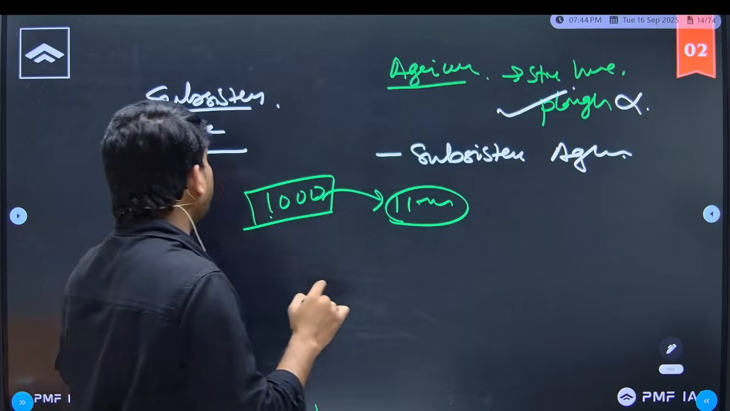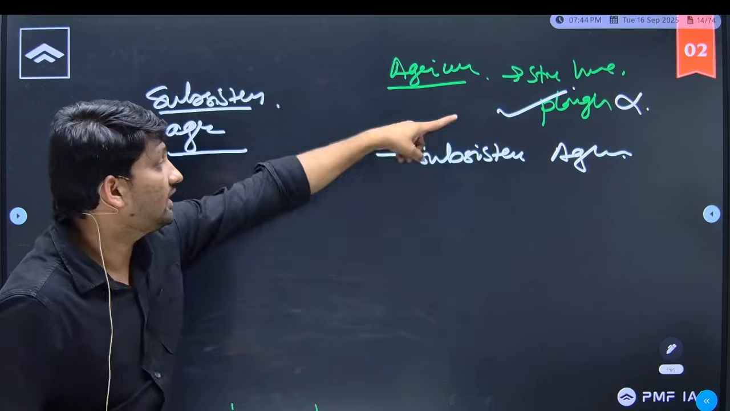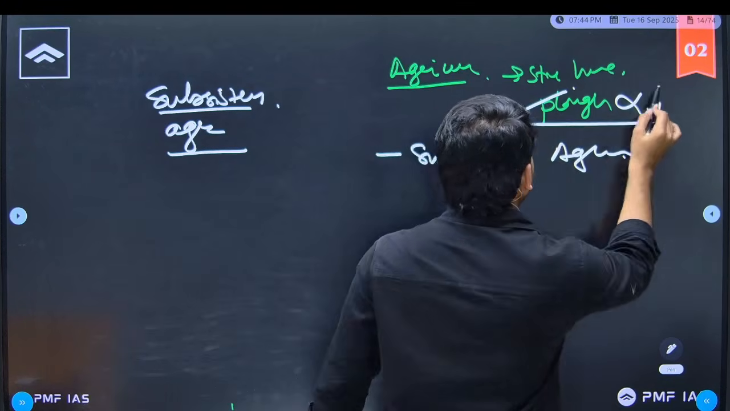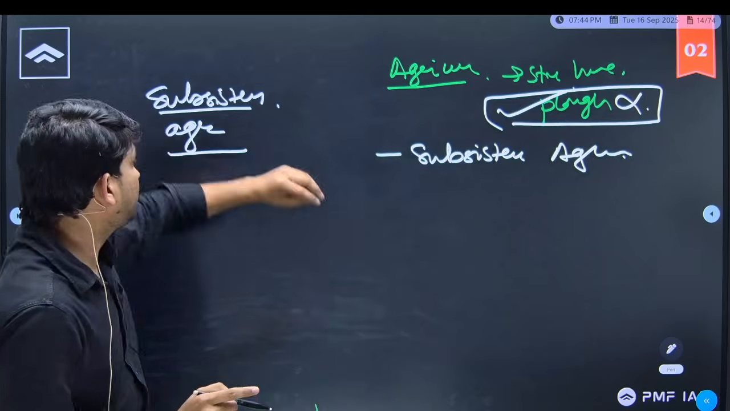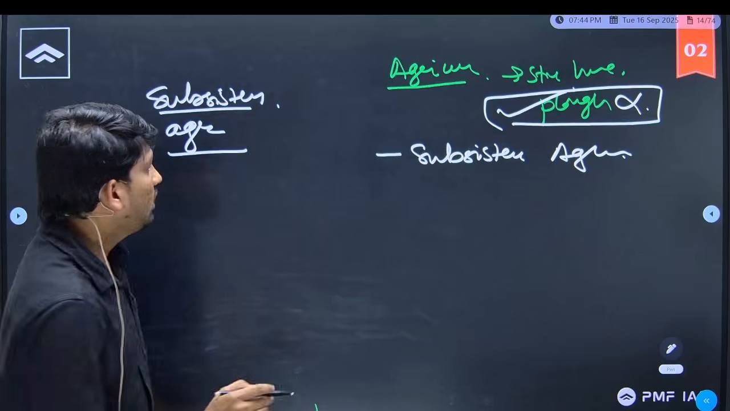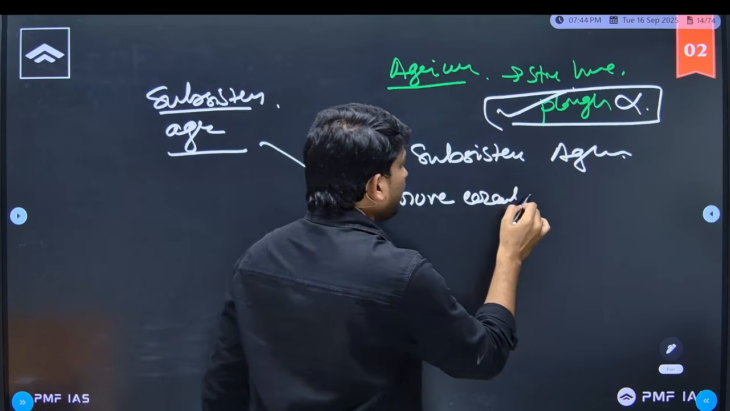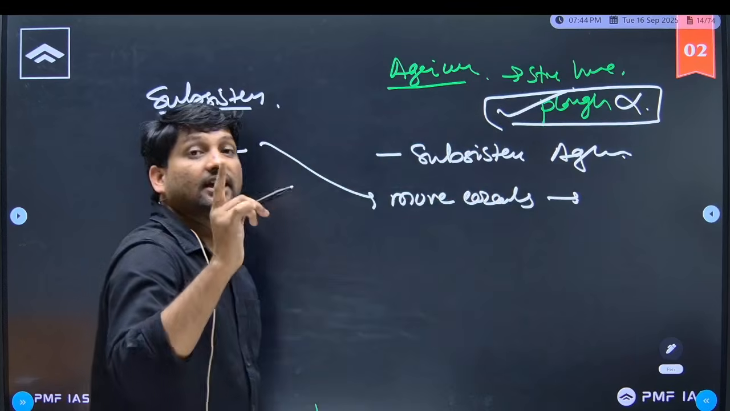The most important reason is they did not use any technology in agriculture. They started using the plow, but they did not use any technology. But this agriculture is one step ahead of the Neolithic. How? They cultivated more cereals than in the Neolithic phase.